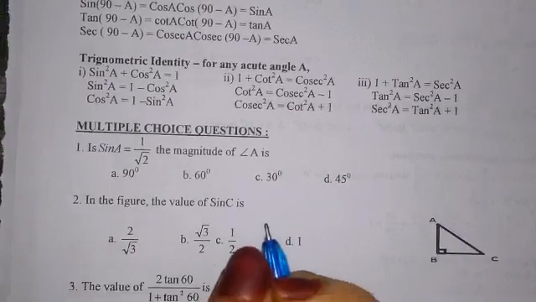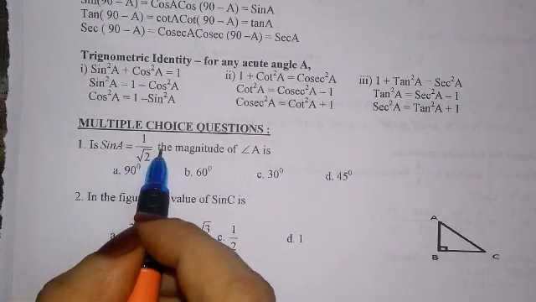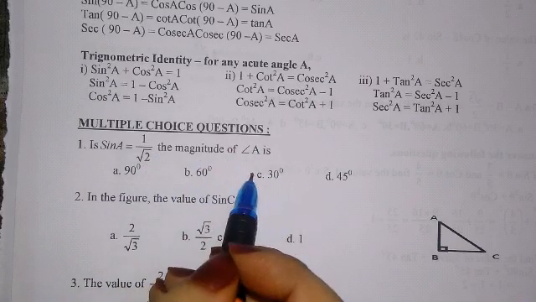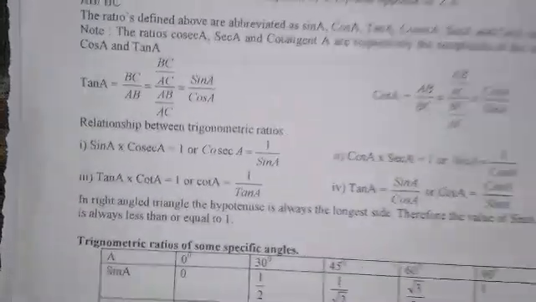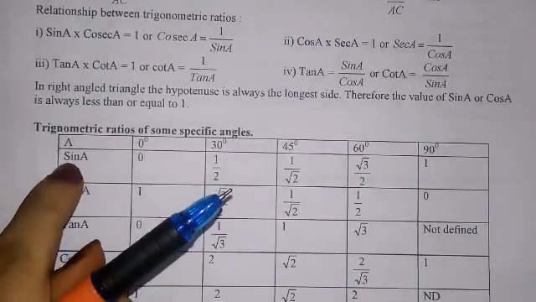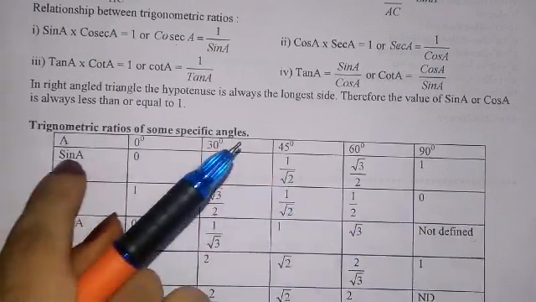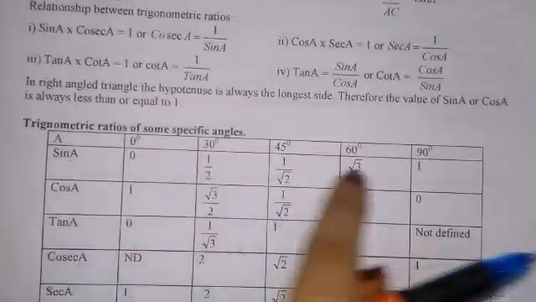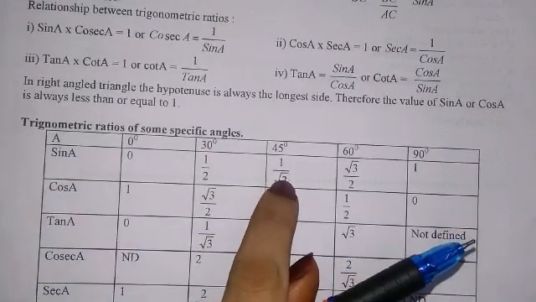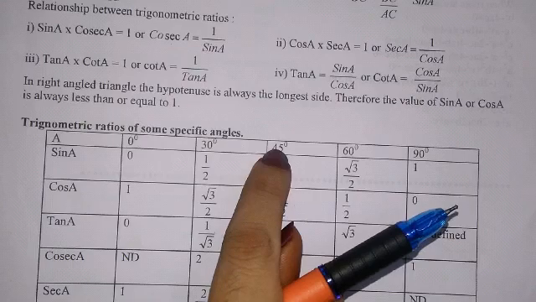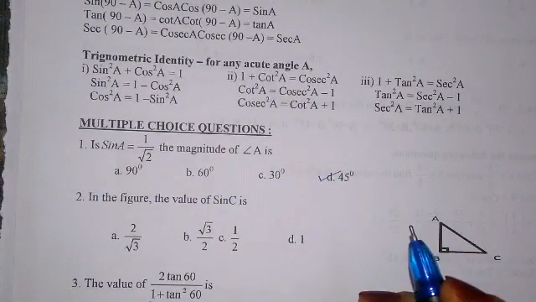So the first question is, sin A is 1 by root 2, the magnitude of A is? Here we know that in the tabulation, in the sin line, where do we get sin for 1 by root 2? For 45. So the correct answer is here D, 45 degree.